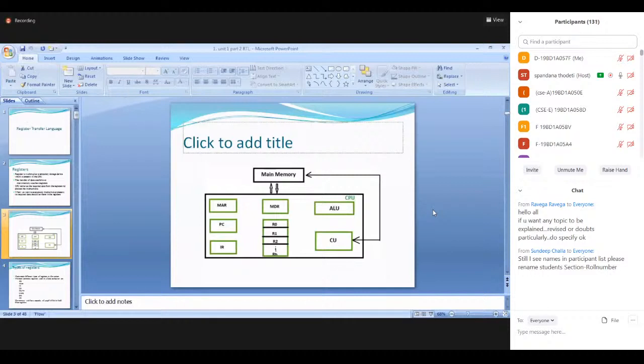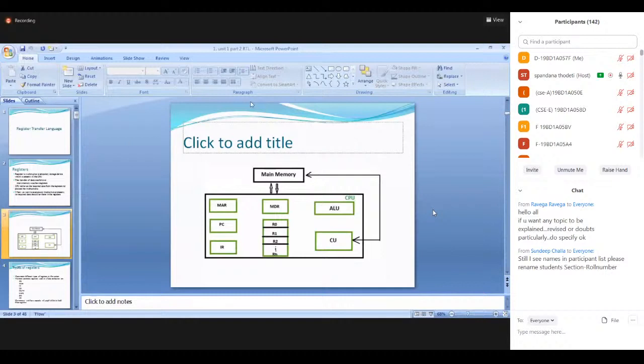Yes, ma'am. As we have completed the first unit, today I'll take the revision session. First we should know what a register is. What are the topics we have discussed till now? I'm just going to revise those topics. First, we'll see what a register transfer language is. After that, we'll see different micro operations, types of instructions, and everything.